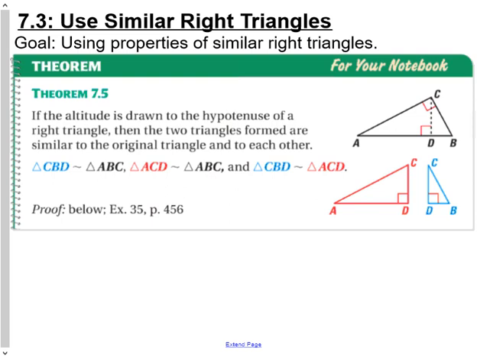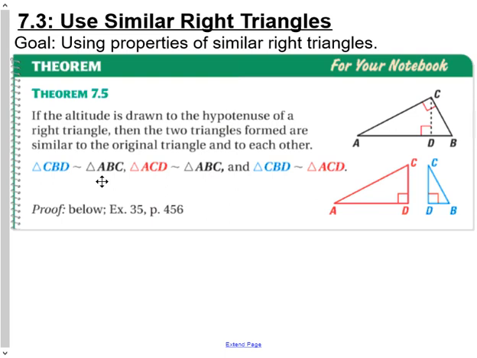We've already proved this in the past, back in chapter 6 with similar triangles, that if the altitude is drawn to the hypotenuse of a right triangle, then the triangles formed are similar to the original triangle and each other. Two triangles that are similar to a different triangle are all going to be similar to each other. Transitive property of similar triangles. But we've got triangle CBD similar to triangle ABC, triangle ACD similar to ABC.